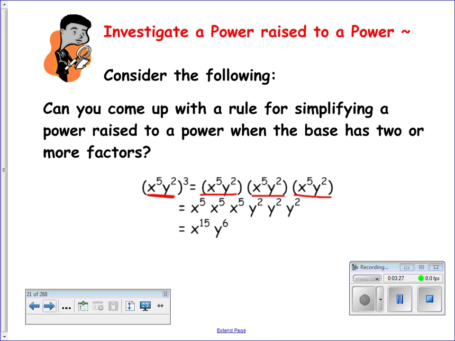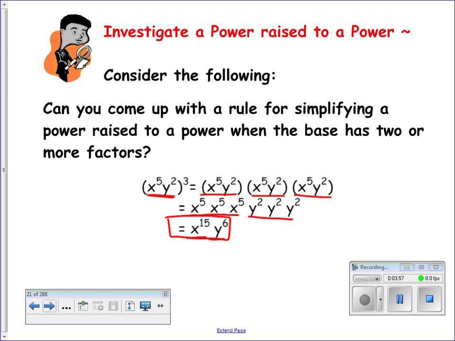Using the commutative rule of multiplication, I can move things around. X to the 5th times x to the 5th times x to the 5th. Keep the base of x, add my exponents, 5 plus 5 plus 5, I get x to the 15th power. Y squared times y squared times y squared, keep the base of y, add 2 plus 2 plus 2, I get y to the 6th power. And this is my final answer.